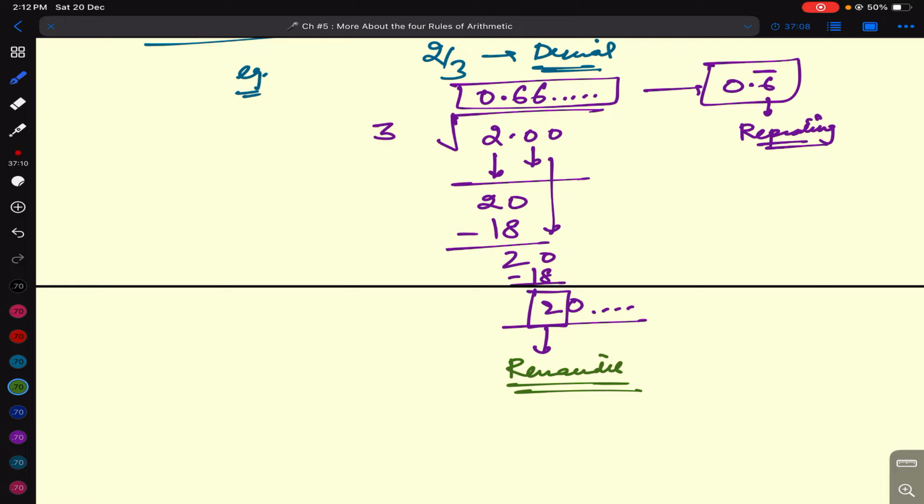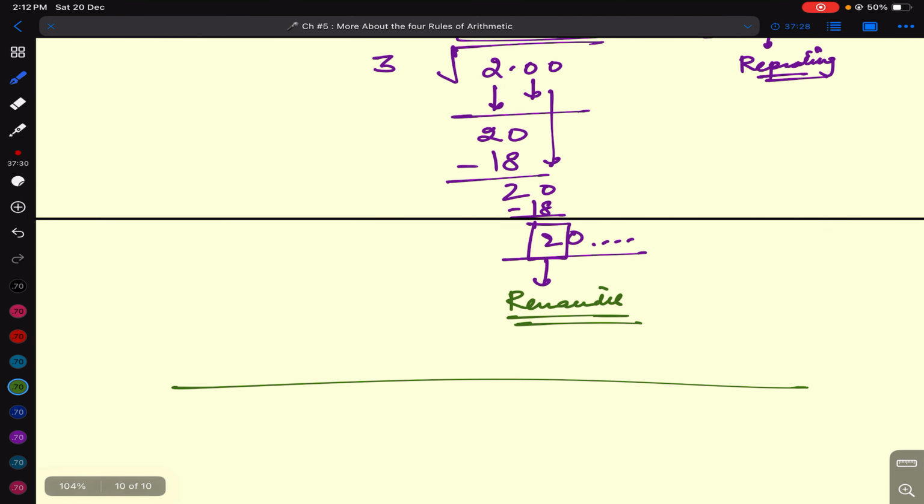Clear? So we have taken the cases of both fractions. One was a terminating decimal, and another one turned out to be a repeating decimal.